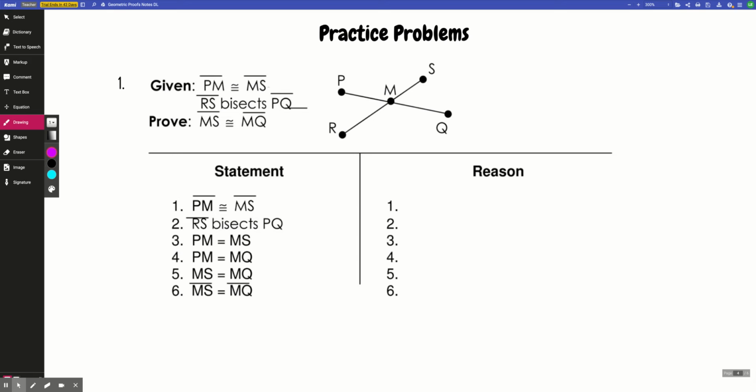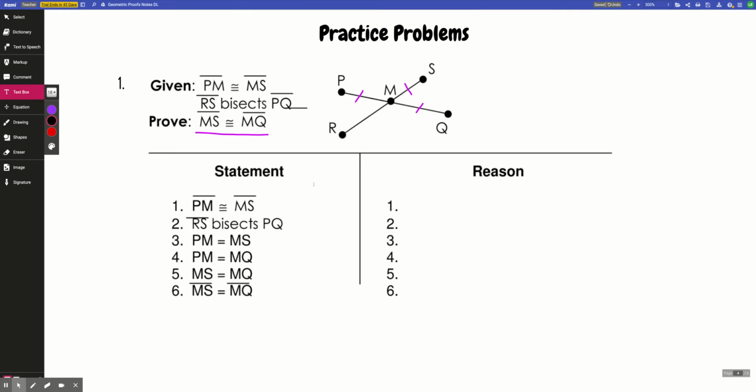So we were told that PM is congruent to MS. So I'm going to mark that with a little dash. That dash means congruent. Okay, and then it says RS bisects PQ. So what that means is that PM and MQ have to be congruent. The congruence mark that I have on PM is one little congruence mark, which means I can put the same congruence mark on MQ. Okay, so that's essentially all we need, because we are just trying to prove that MS is congruent to MQ, which we've already shown just in the picture.